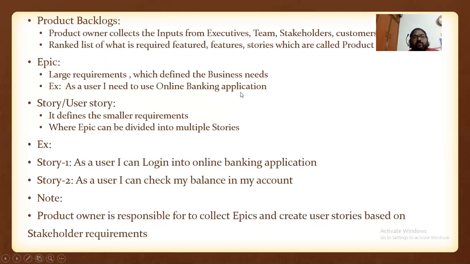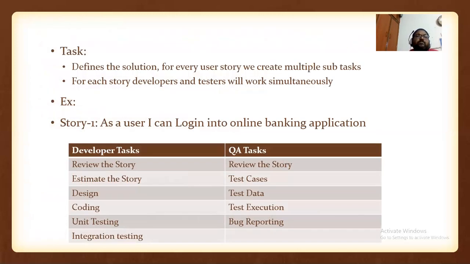Suppose the online banking application user is the epic. Story one, as a user I can log in to the online banking application. As a user I can check my balance in my account. As a user I can log in and change my password. Like this, story one, story two, story three. Generally the product owner is responsible for collecting the epics and creating user stories based on stakeholder requirements. You are not going to create these things, so your product owner is going to do these things.